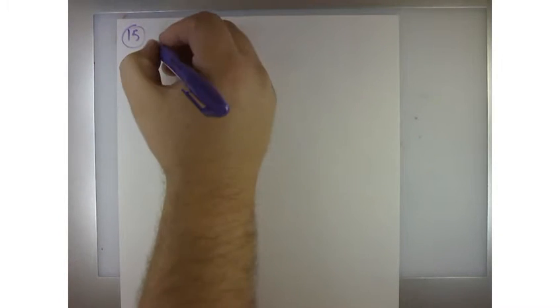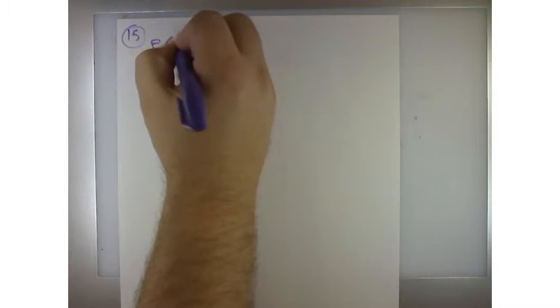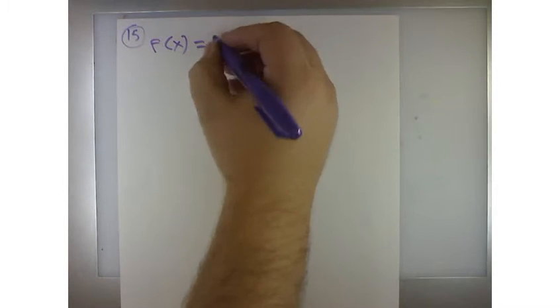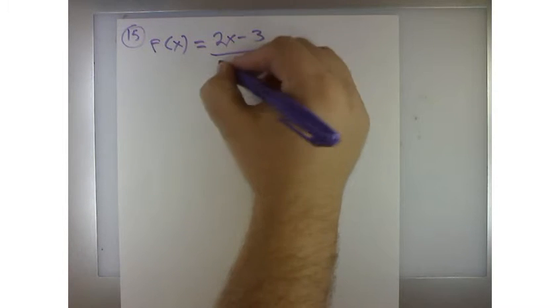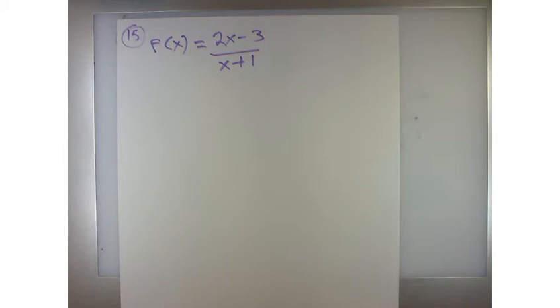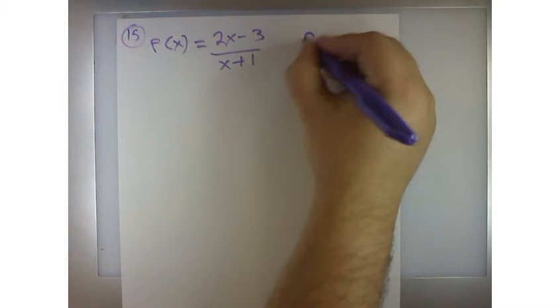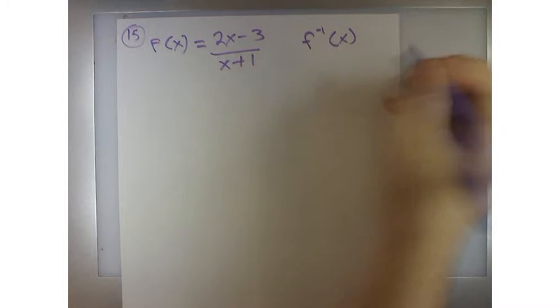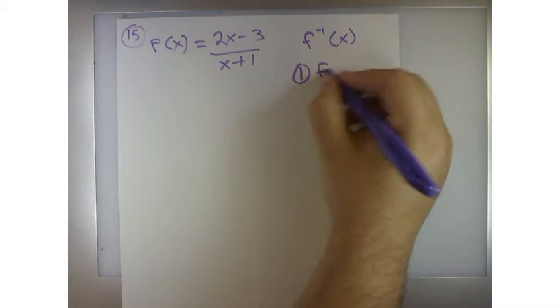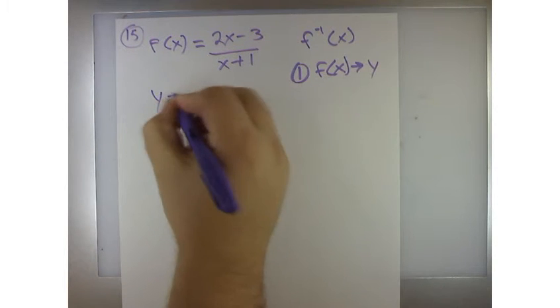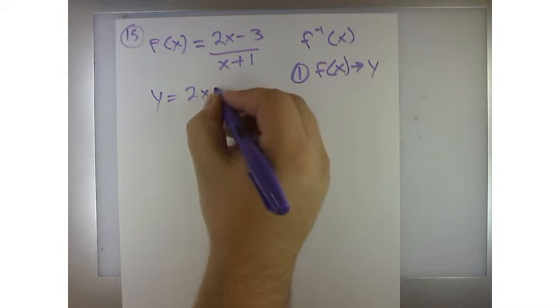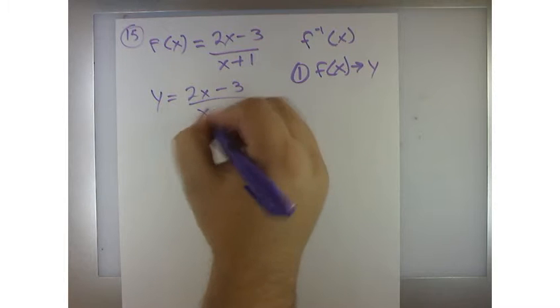For problem number 15, we are given f of x is equal to 2x minus 3 all over x plus 1, and we're asked to find the inverse function. Well, step one is wherever there's f of x, we need to replace that with y. So my next line will be y is equal to 2x minus 3 all over x plus 1.